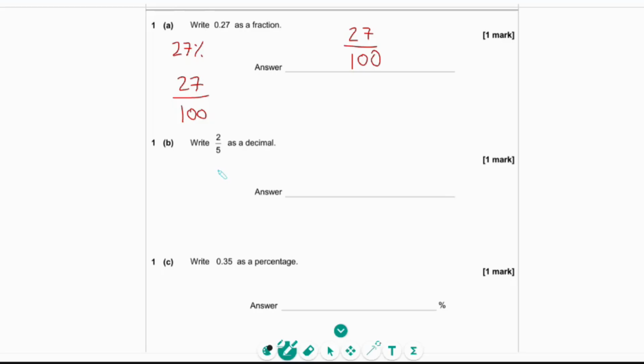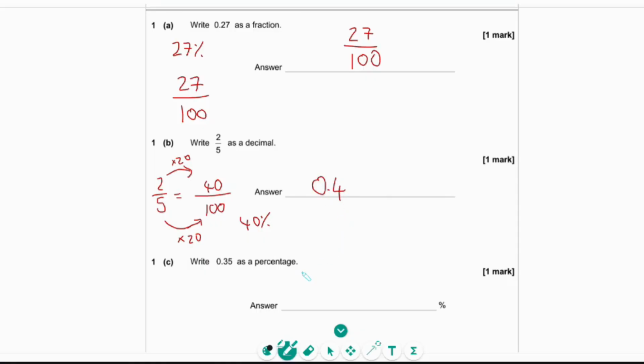Write 2/5 as a decimal. Again, I like to change it to a percentage first. Percentage means out of 100. So I need to make 2/5 into an equivalent fraction out of 100. What would you multiply 5 by to get 100? 20. Multiply 2 by 20 to get 40 out of 100. 40%. Change the percent to a decimal by dividing by 100, 0.4.